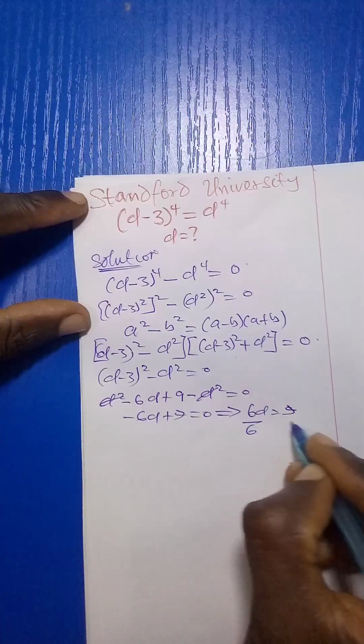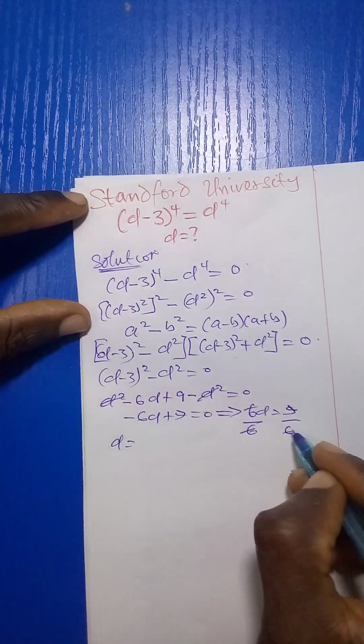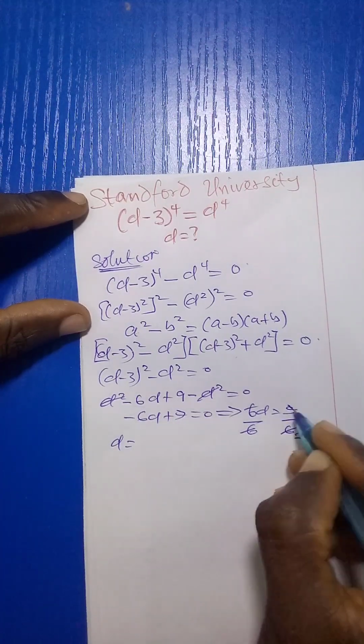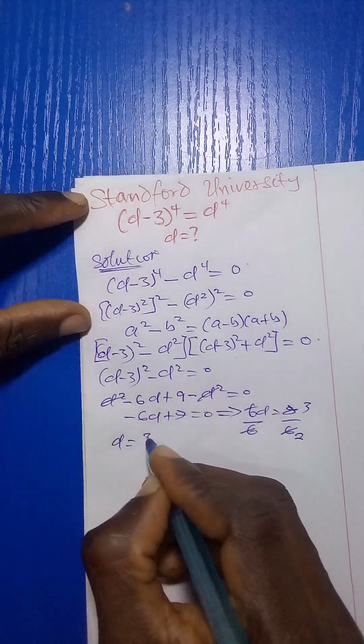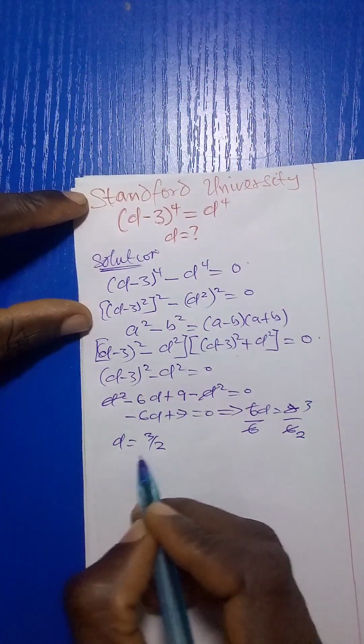If we divide both sides by 6, this 6 will cancel this, leaving us with d, and here 3 can cancel to give us 2, and here 3. So we have 3/2. So the first solution that we have found is 3/2.